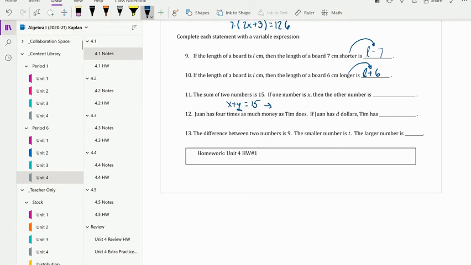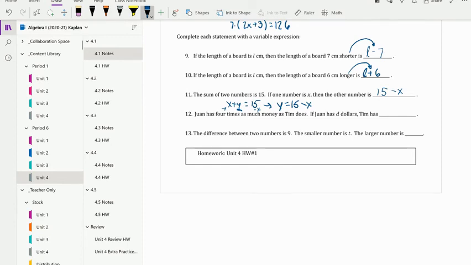So this kind of goes back to solving those literal equations. We want to solve this for y. That means we're going to subtract x from both sides. So we get y equals 15 minus x. So the other number is 15 minus x. That's going to be an important concept in some of these word problems in this unit.